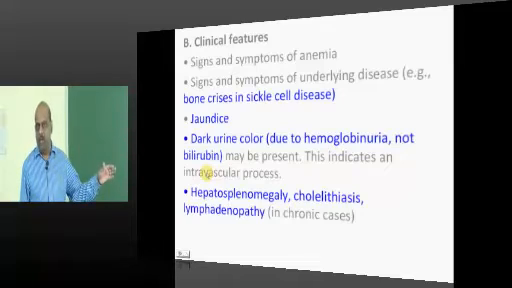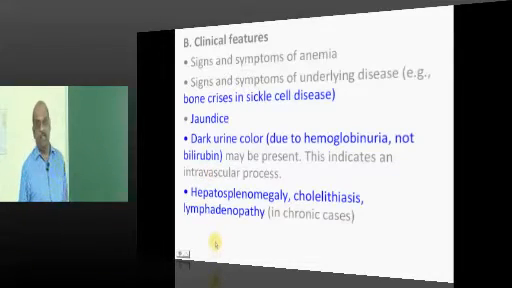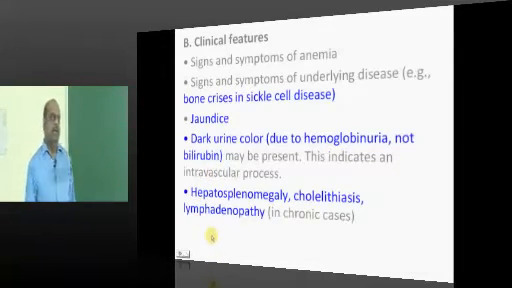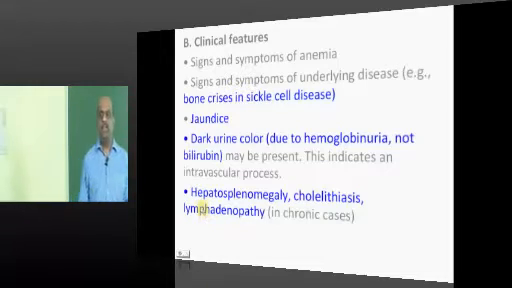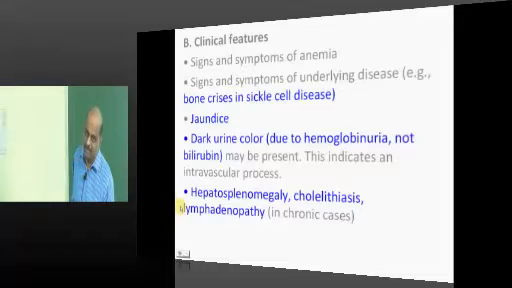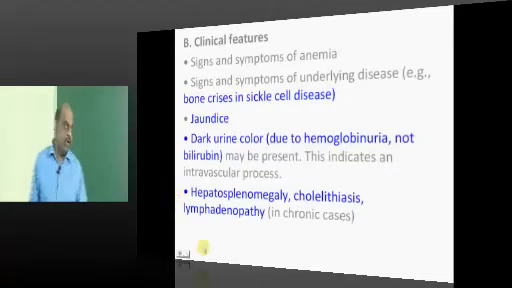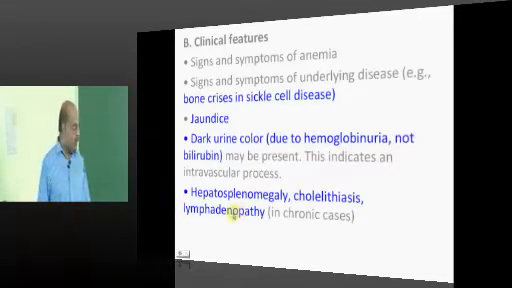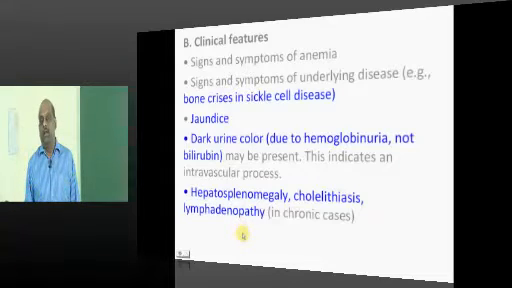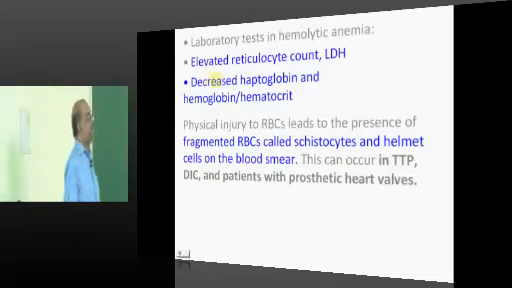Hemoglobinuria leading to dark urine is a feature of intravascular hemolysis, and whenever there is a hemolysis and release of bilirubin, it can predispose to bilirubin stones in the gallbladder, which is called cholelithiasis. Hepatosplenomegaly, any of them are the possibilities.